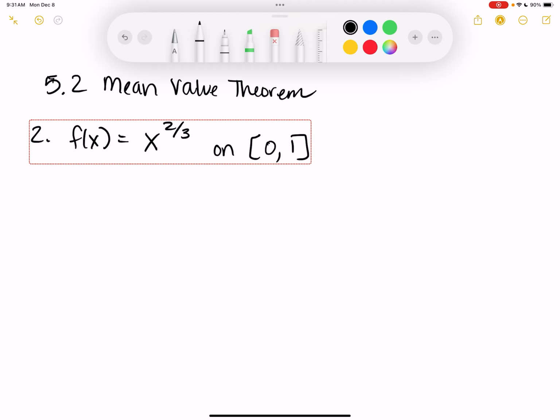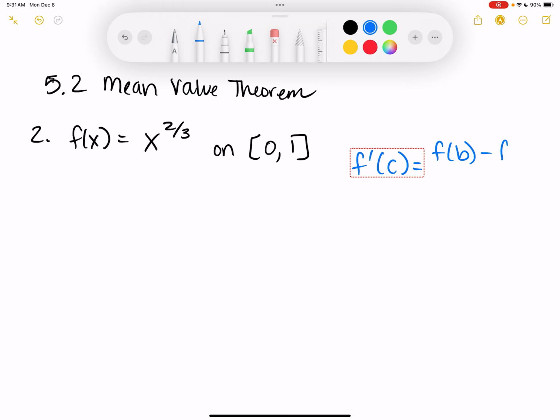So the first thing we're going to do is find the derivative, and then we're going to evaluate that from our two endpoints, because the mean value theorem is f prime of c is equal to f of b minus f of a over b minus a. So essentially we're going to see what the derivative evaluated at the point is equal to, and then we'll go from there.